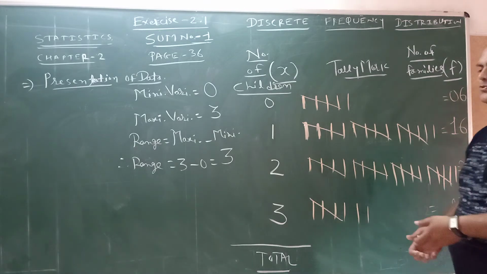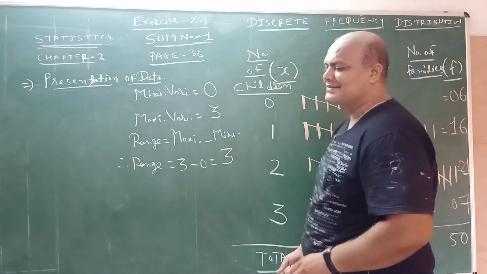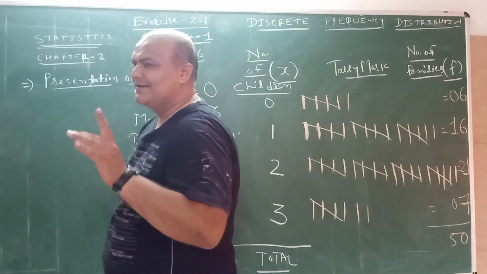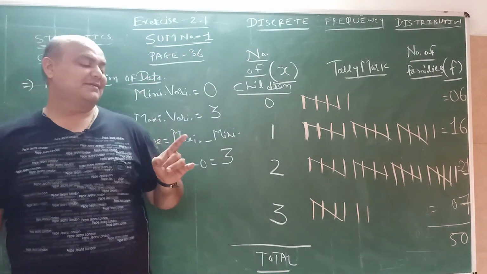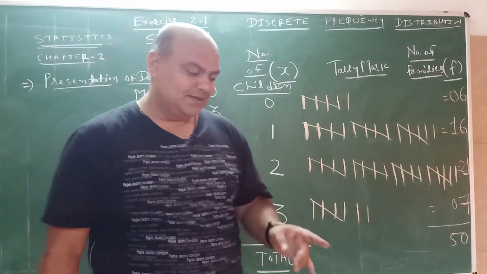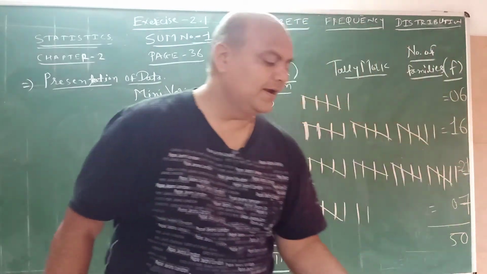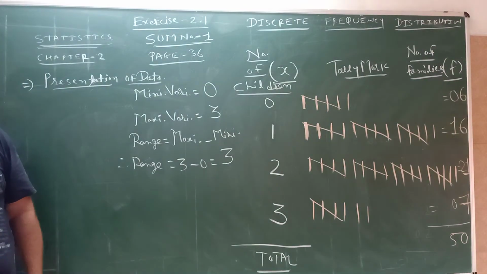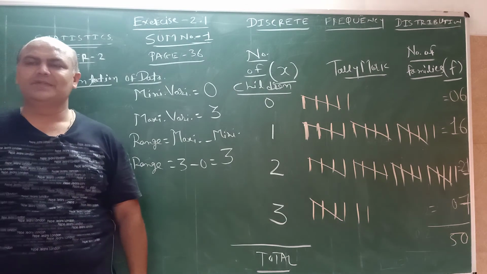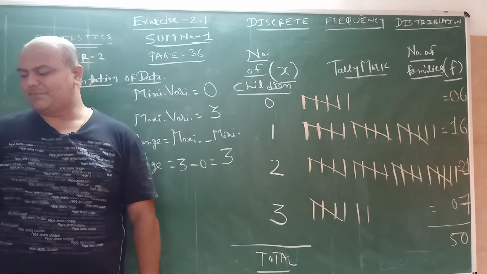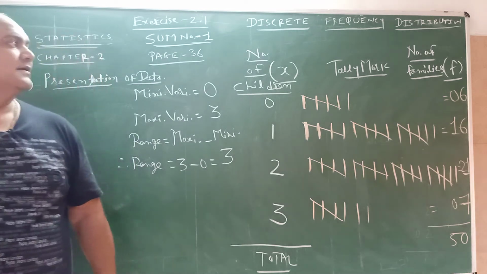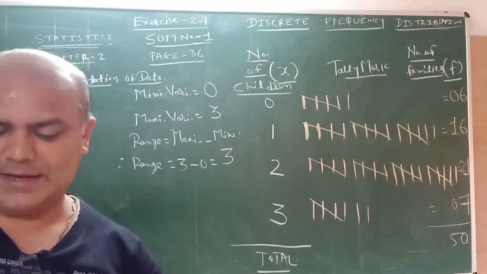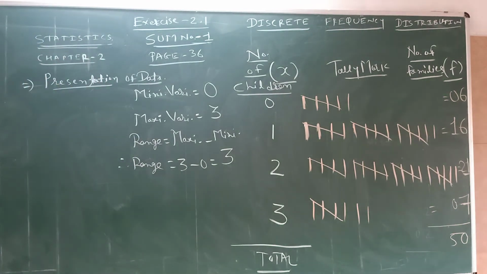See, we can check whether our answer is proper or not. From the question, they provide us the data regarding 50 families. So our frequencies total must be 50, and here we got the right and perfect answer. So in this way we can prepare the discrete frequency distribution.